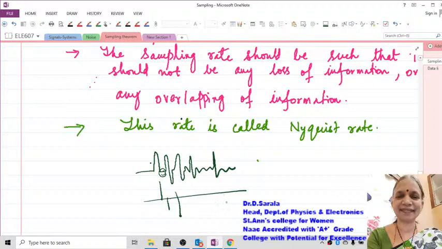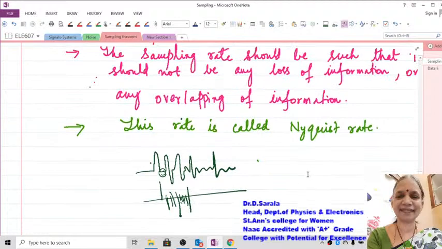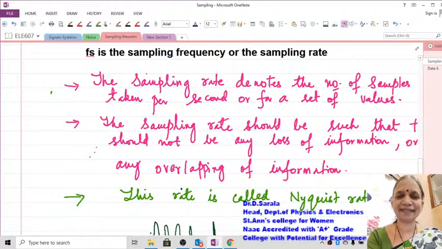If you don't give it, what happens? The information will be overlapping. You get it like this. Sampling will not be proper. So this is the rate at which the sampling is collected, and this is referred to as the Nyquist rate. So this is how the sampling is done.